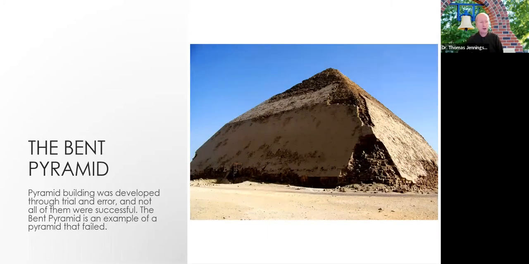They tried to build a pyramid that was perfectly smooth, and they built it too steep, at too steep of an angle. And you will notice that the angle of this pyramid changes abruptly halfway up. That's because when this pyramid was half completed, you will notice at the corners of the pyramid, there is damage. That damage is not from 4,000 years of history. That damage occurred at the time it was built.